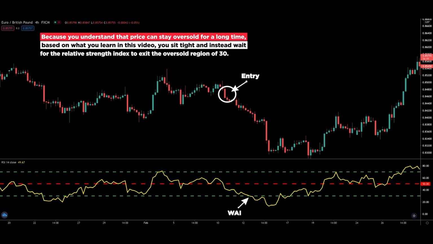The relative strength index eventually starts rebounding and exits out of the oversold region. And right there, that's our cue that it's time to lock in profits and get out of the trade. Can you see how you would have exited at a good price level before price rebounded?